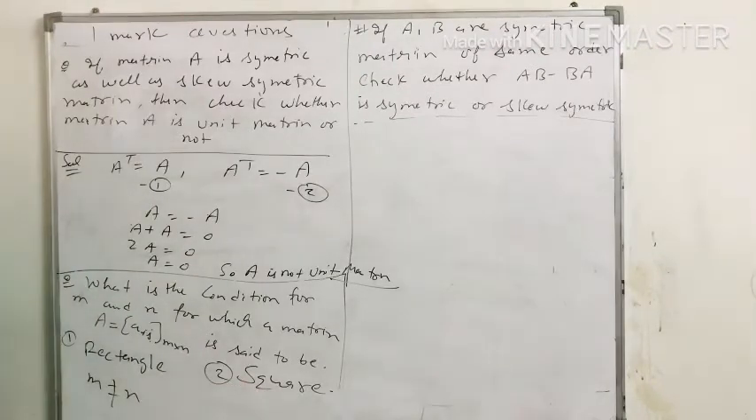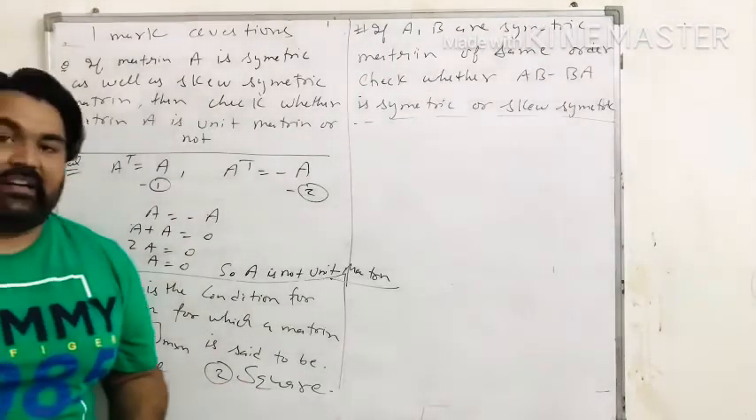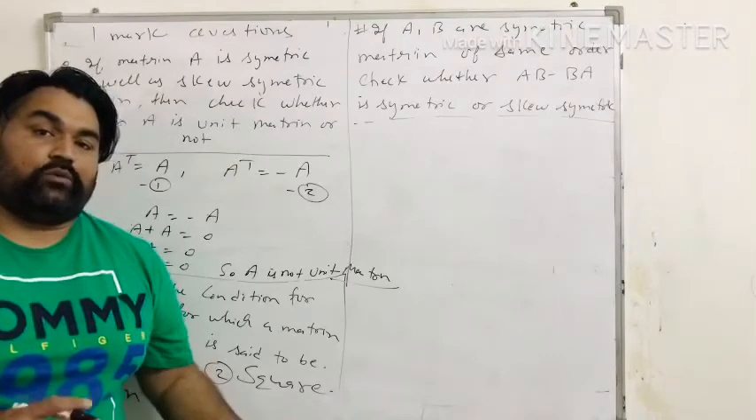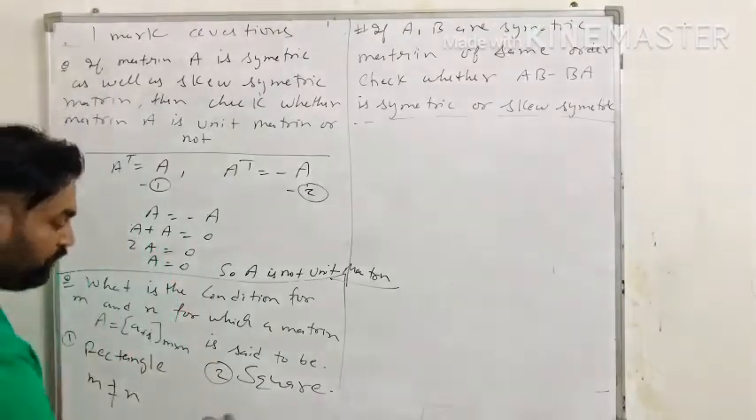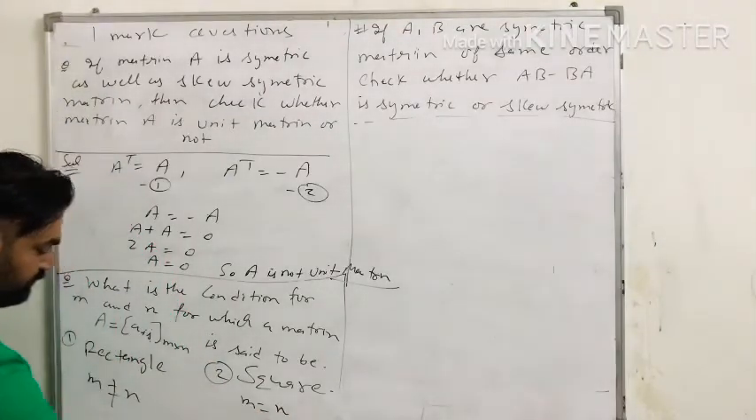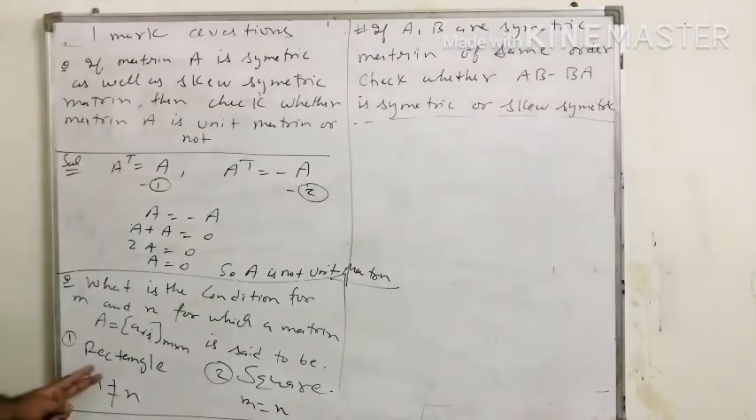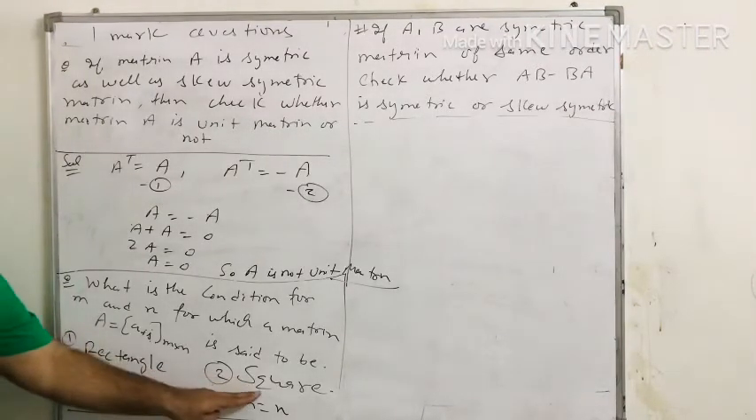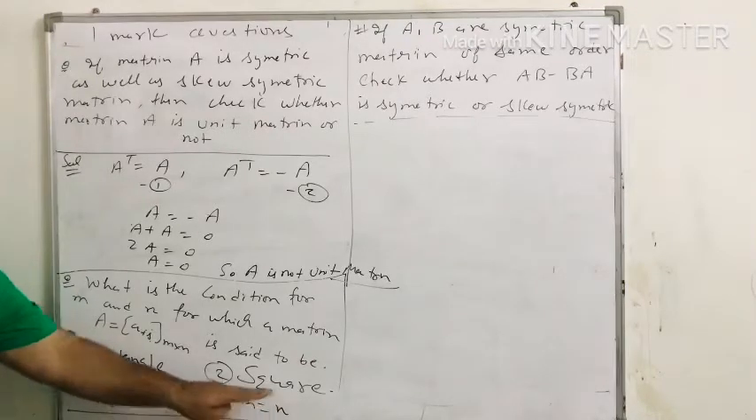And the square matrix, we know, is a matrix where the number of rows equals the number of columns. So m equals n. So these are the two conditions. In a rectangle, the number of rows is not equal to the number of columns, so m not equals n. But in a square matrix, the number of rows always equals the number of columns, so m equals n.